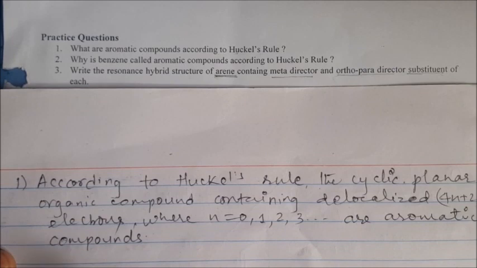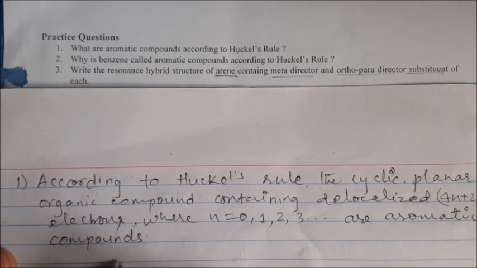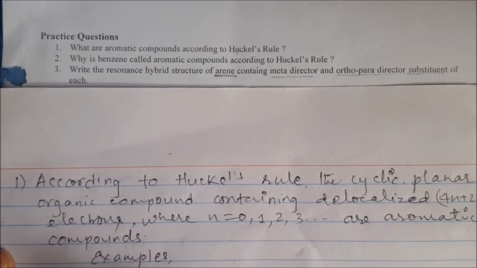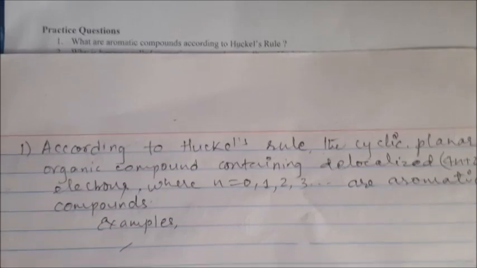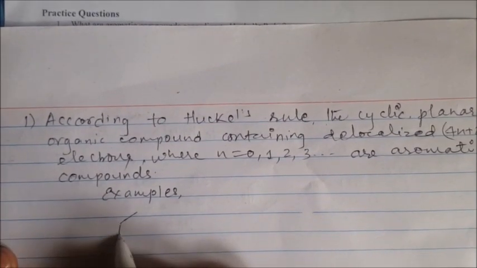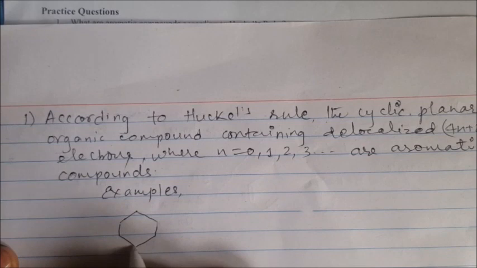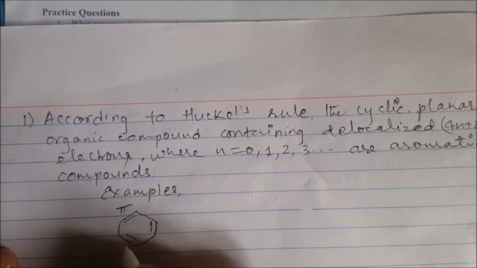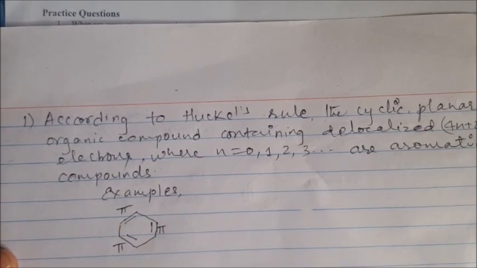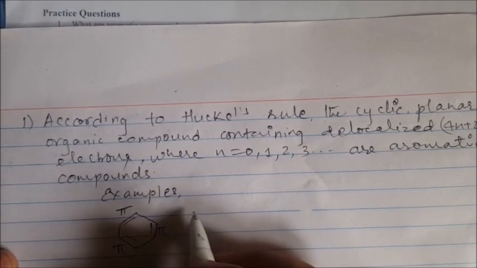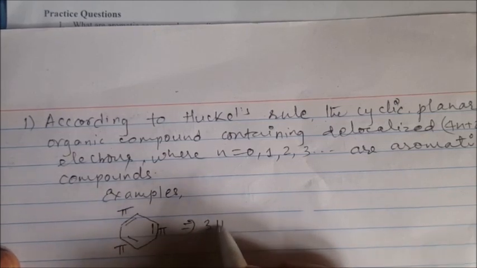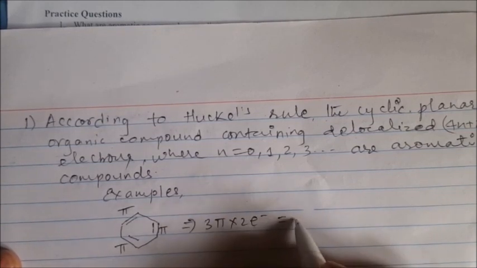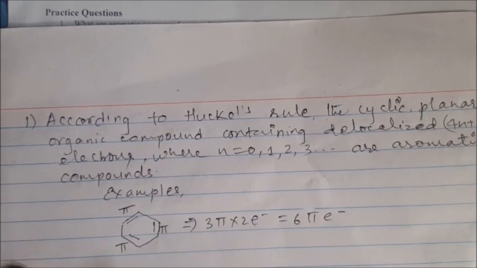We have to write down the example here. Now one or two examples. The first example that follows Huckel's rule is, first of all, benzene. There are 3 pi bonds, we can see. So 1 pi bond equal to 2 electrons, that means 3 pi bonds, 3 into 2 gives 6 pi electrons.